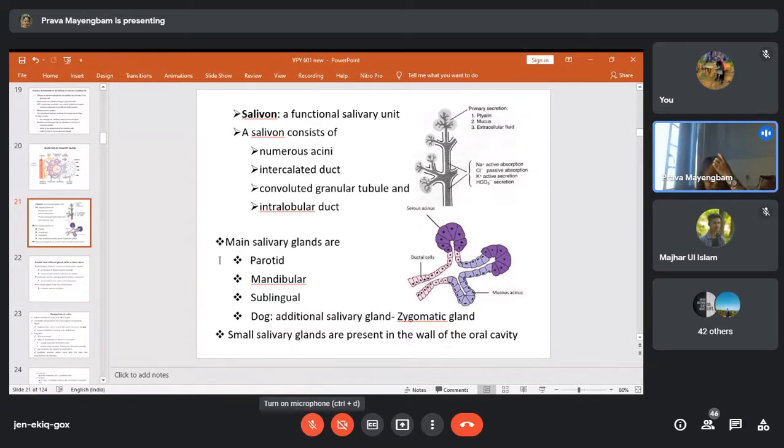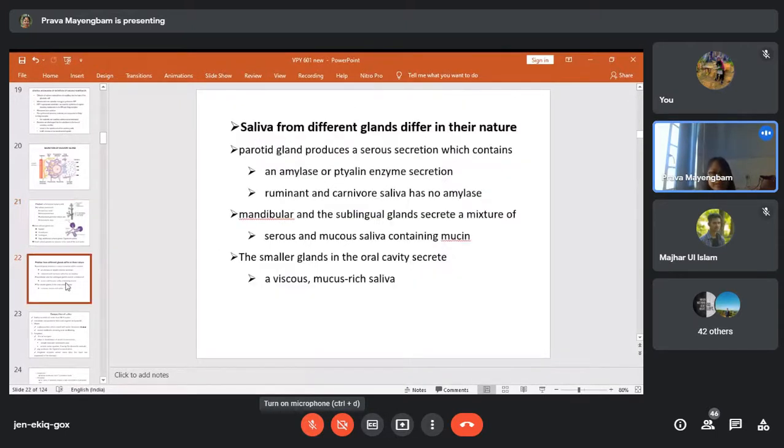About the salivary gland, what you have to understand here is what is a salivon, what are the acini, and how they are connected. They are connected by intercalated ducts. Then these ducts merge together and form a convoluted granular tubule, and many such convoluted granular tubules join to an intralobular duct. So that much is required.